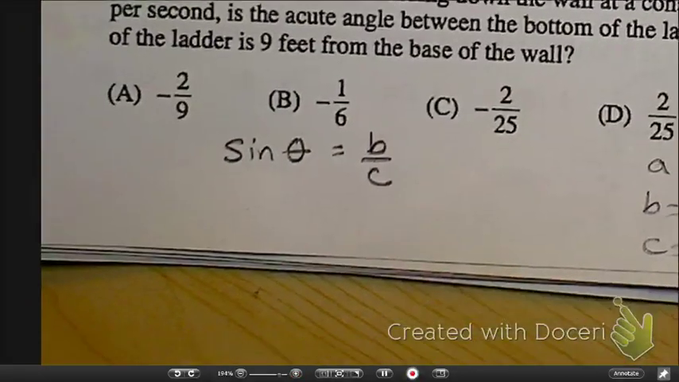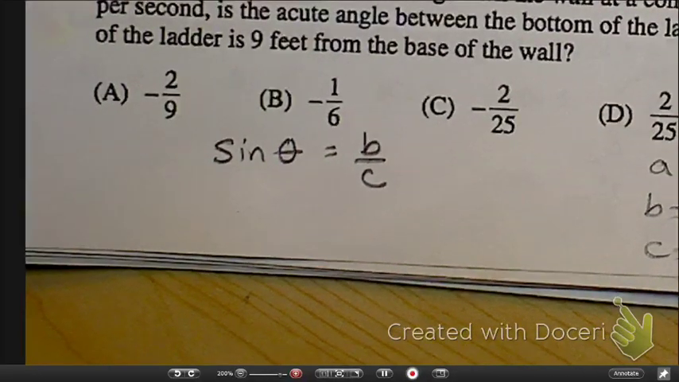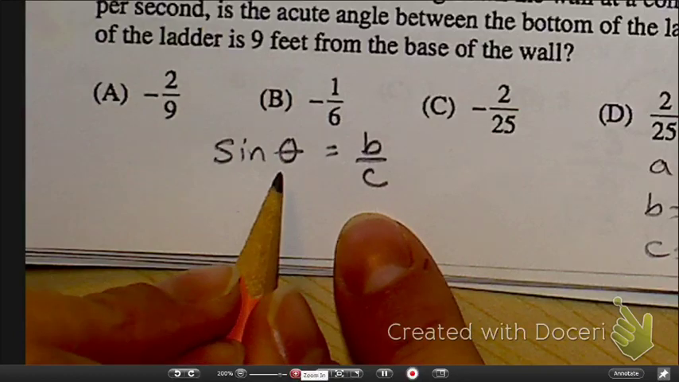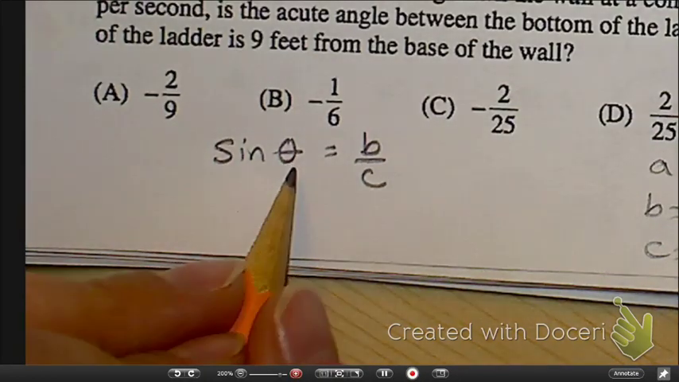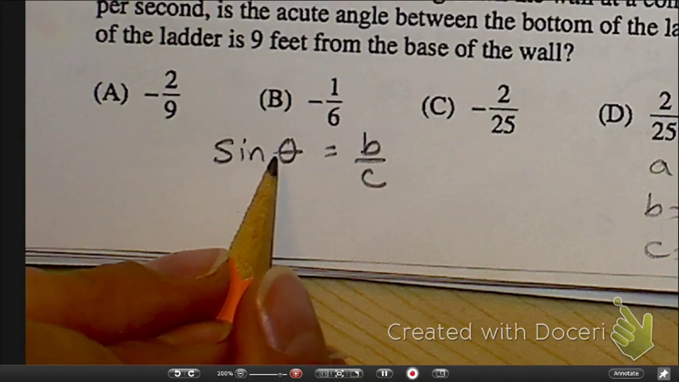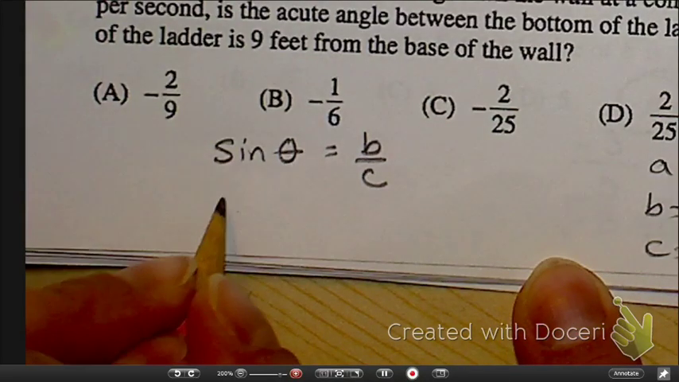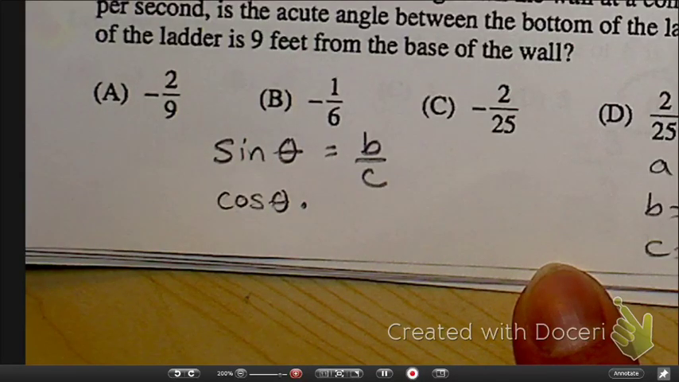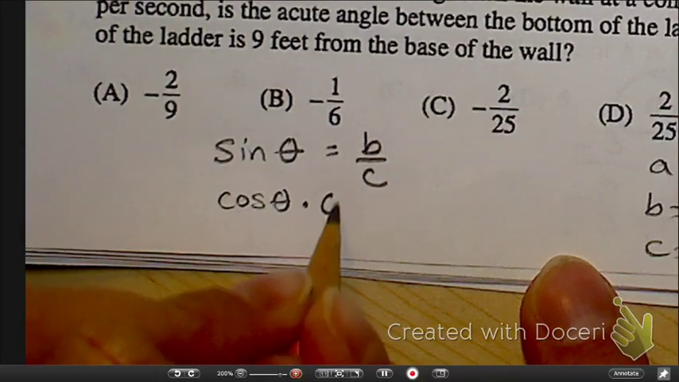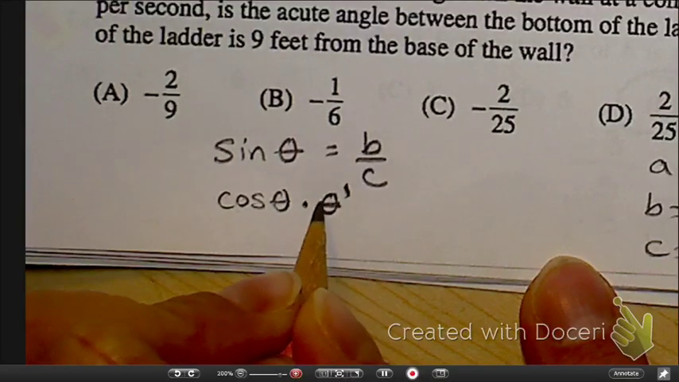So the derivative of sine of theta, be careful with this. Theta is changing. It's not a constant value. So when we take the derivative of sine of theta, we have to use the chain rule. The derivative of the outside is cosine of theta. But then we have to multiply it times the derivative of the inside. So the derivative of theta itself is theta prime, since it's changing.